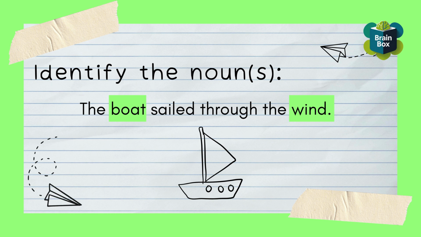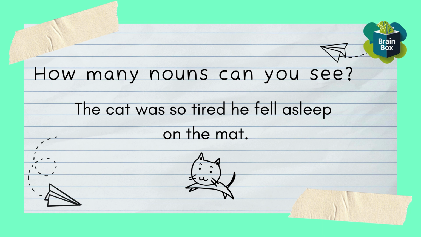If you keep practicing, it will get easier for you. How many nouns can you see? The cat was so tired, he fell asleep on the mat. So you see, cat and mat are two words which are used as nouns in this sentence.